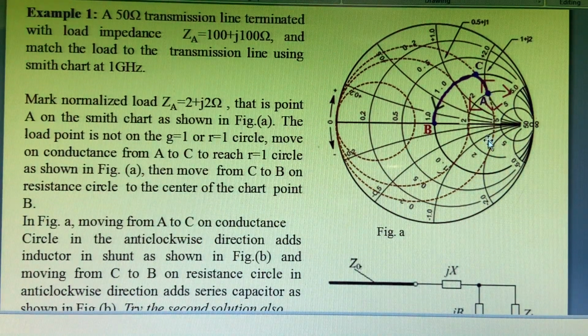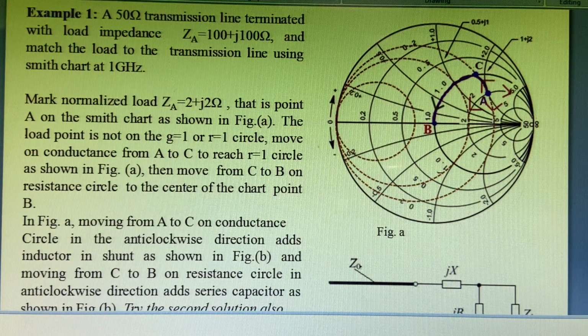So moving from here to here adds one element, a shunt capacitor. And from here on the resistance circle you can move to point B. That adds another element: moving on the resistance circle in the clockwise direction from here to here adds an inductor in series. Like that, you can have the second solution.